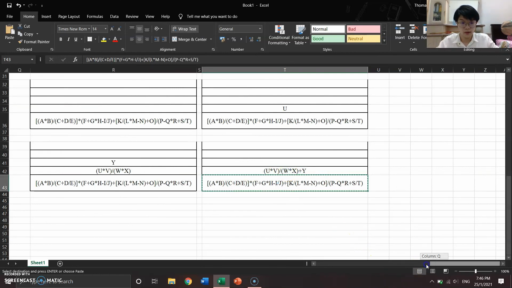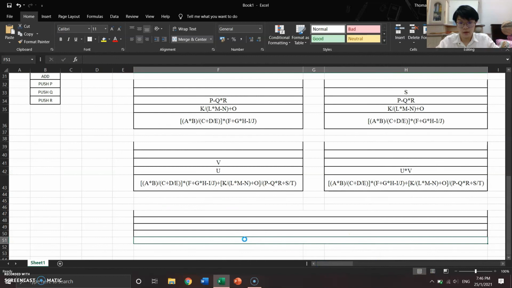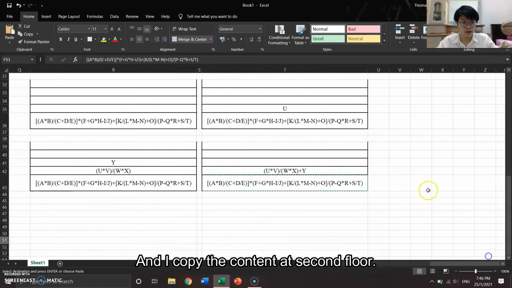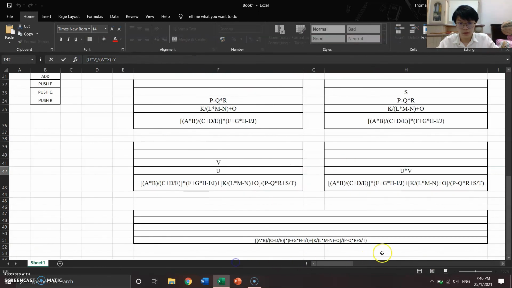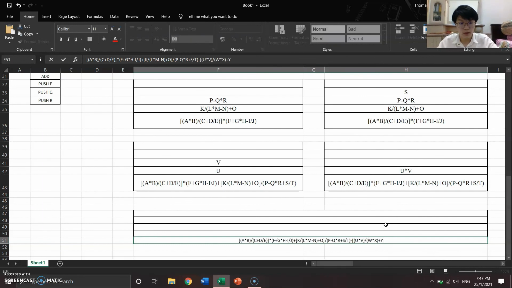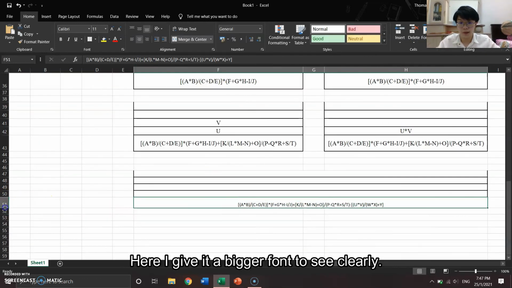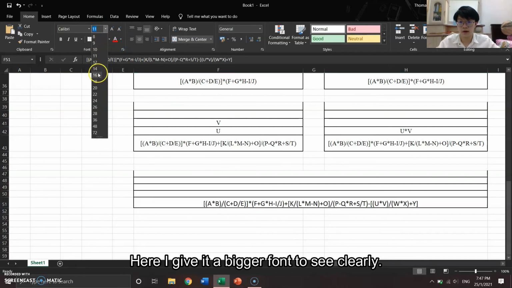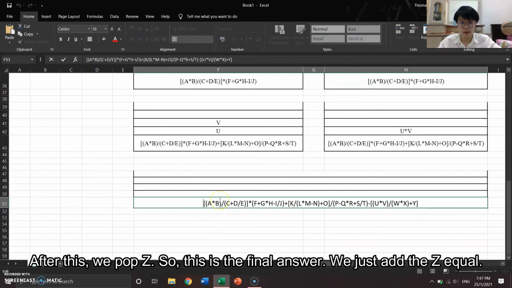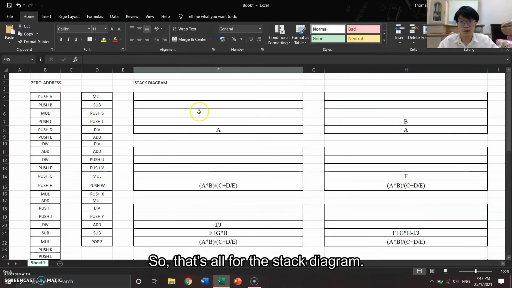So we copy this, paste it here, and I copy the content at second floor. Then do subtraction. So minus, I give it a square bracket, then paste the content. Okay, here I give it a bigger font to see clearly. Okay, after this we pop Z. So this is the final answer. We just add the Z equal. Okay, so that's all for the stack diagram.